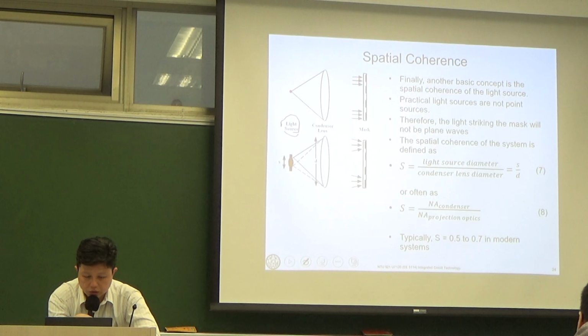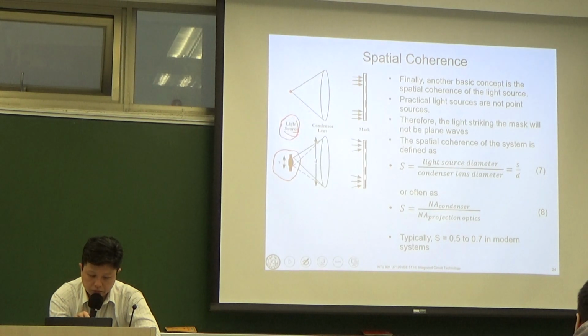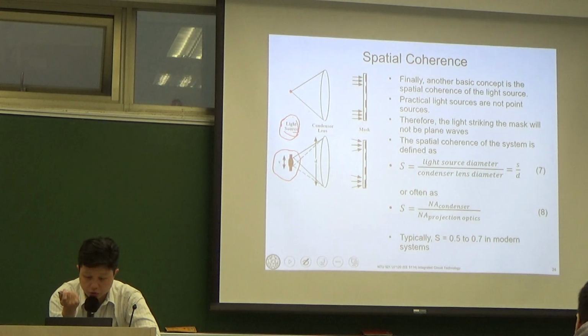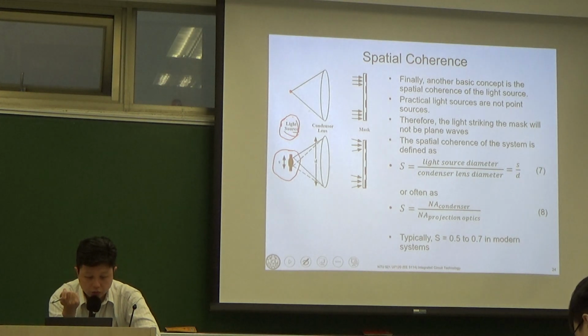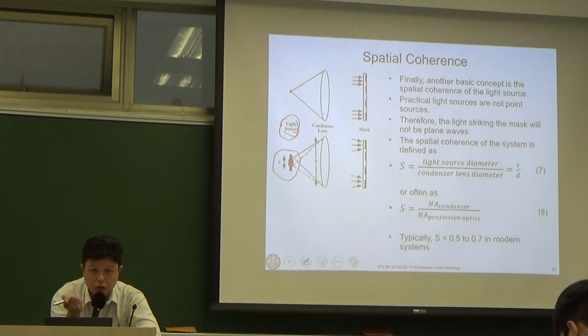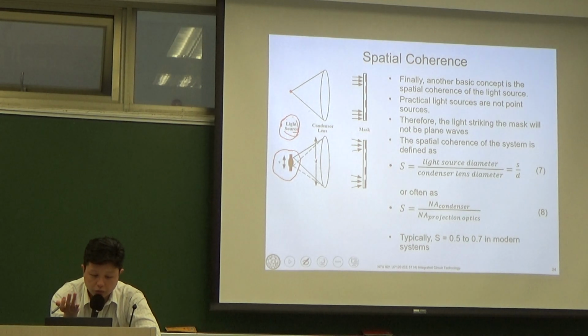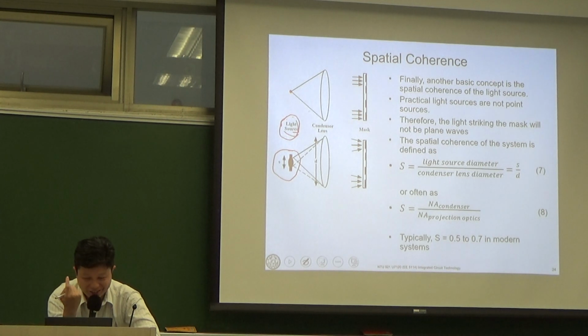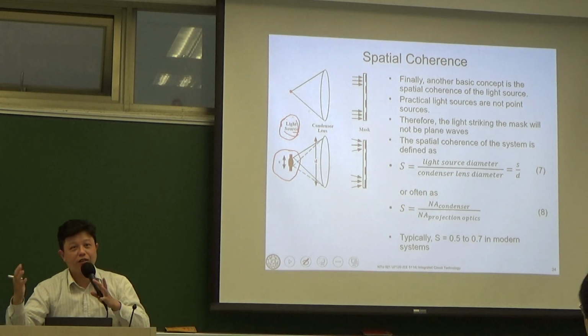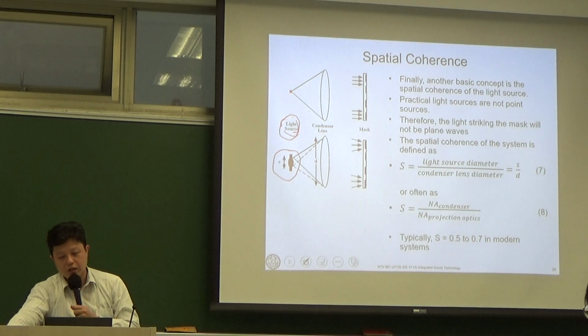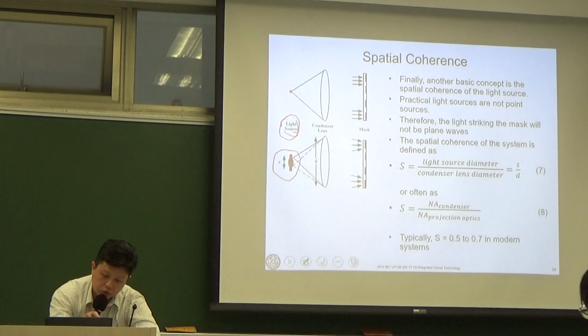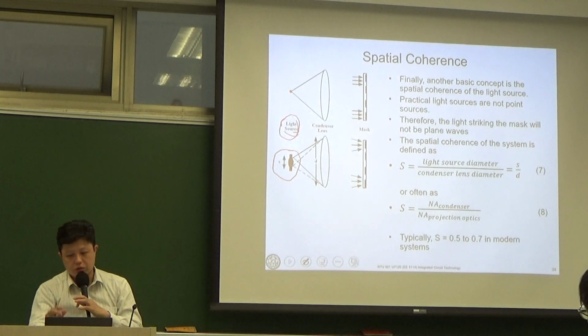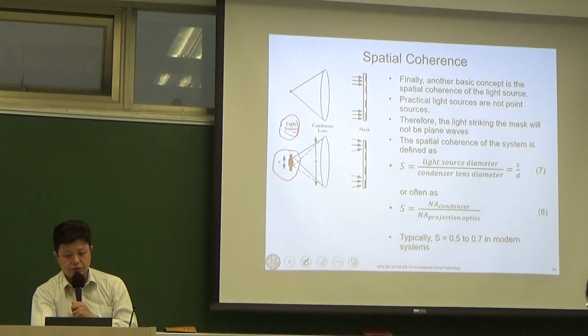But a practical light source cannot be a point source, right? Because if it's a point source, the light intensity will be very, very small. You can imagine that. There's no such thing as a point source. A point source means no light, because there's only one point. So you have to have a certain size of light source in order to get enough power or intensity. In this case, your light source will have a certain diameter. We call it S here.